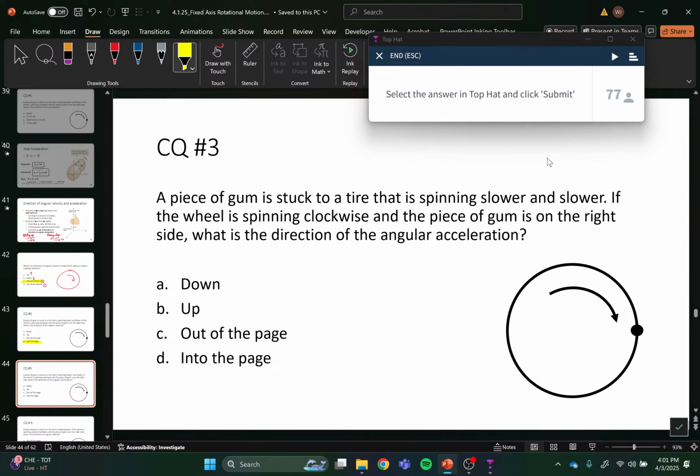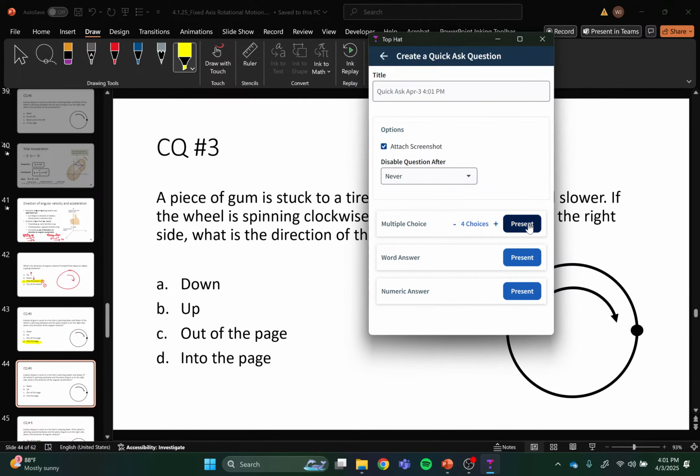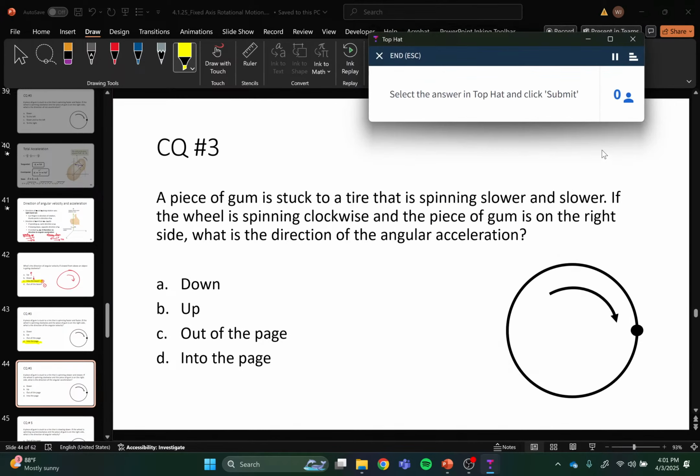Great. Why did I ask this? All right. A piece of gum is stuck to a tire that's spinning slower and slower. If the wheel is spinning clockwise and the piece of gum's on the right, what's the direction of the angular acceleration? If you haven't noticed, I'm solving for angular acceleration here. It's also very important that it's slowing down.